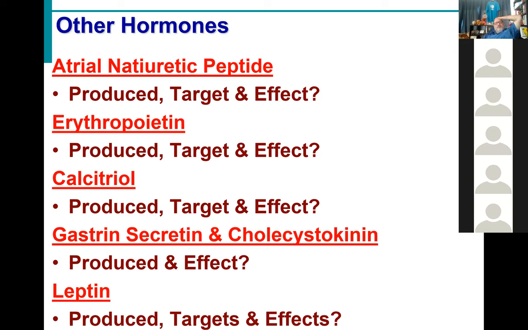And lastly, and this is an interesting one, what produces leptin? Adipose tissue, excellent. It is produced by adipose tissue. What is the target of leptin? Hypothalamus. And what are its effects? Regulates body weight. True, absolutely. One of the things that it does is give us that sensation of satiety, of being sated from our meal and being full and stopping eating.